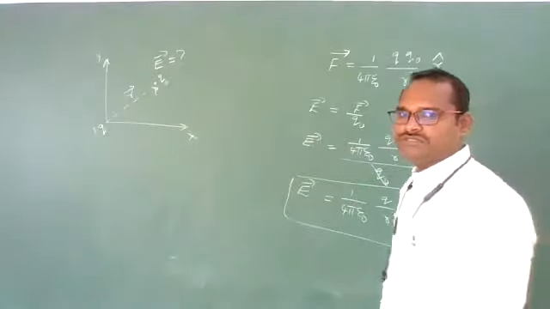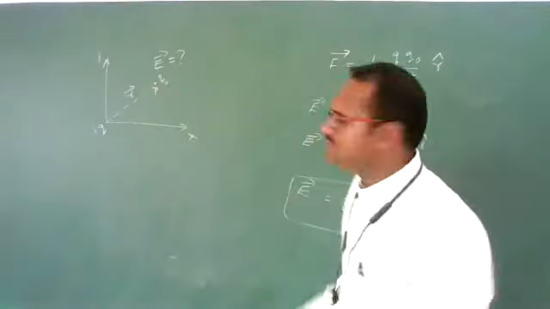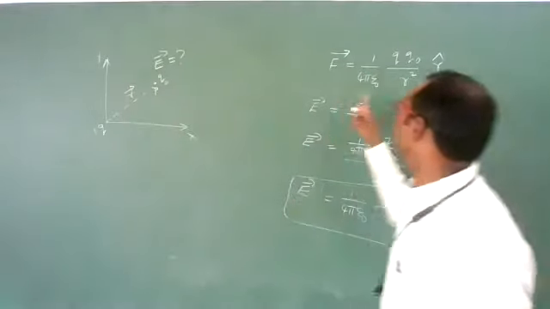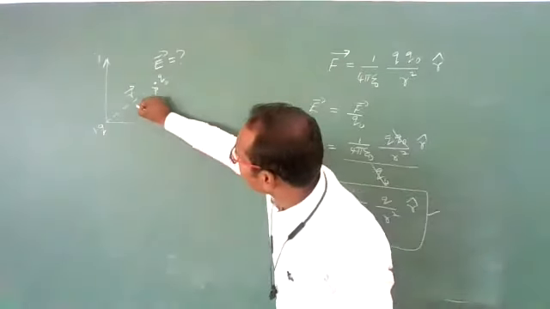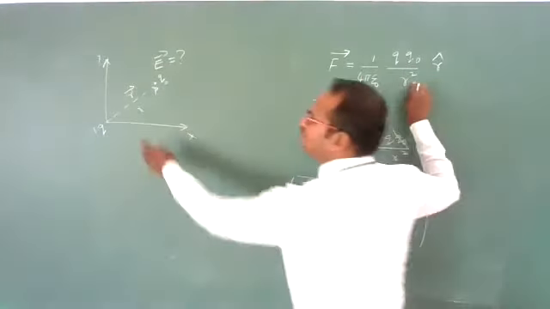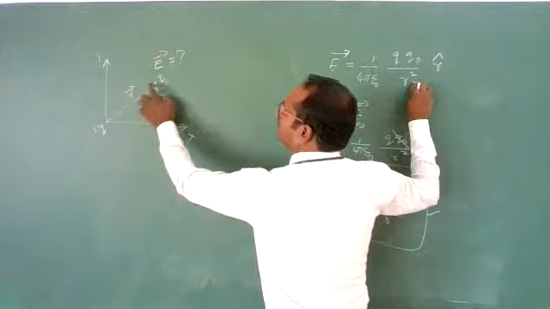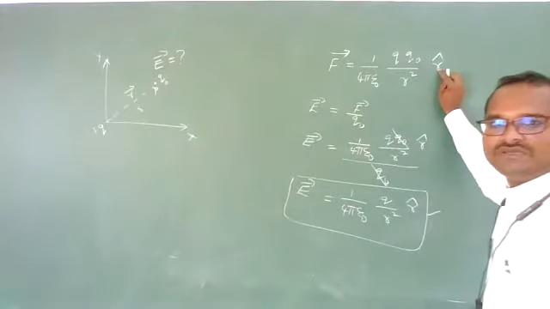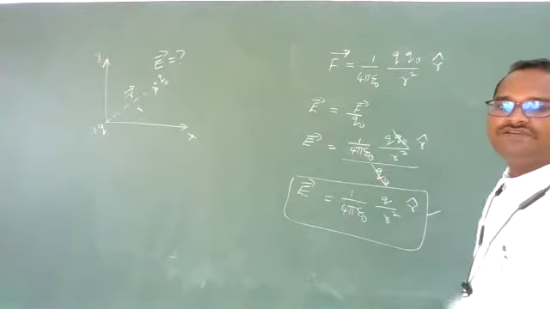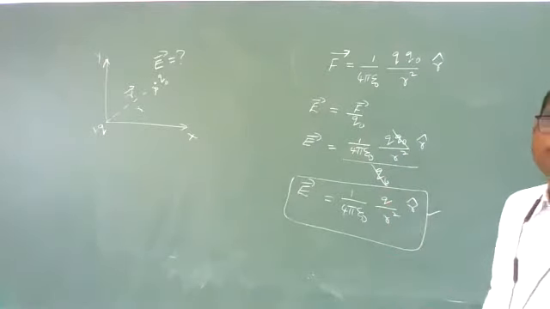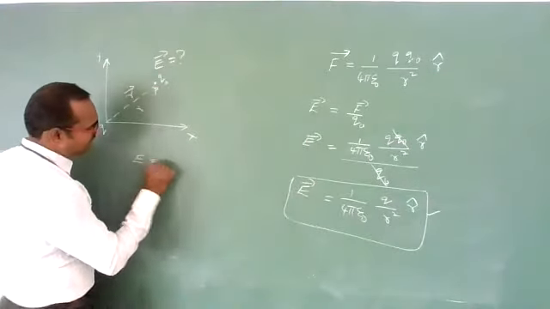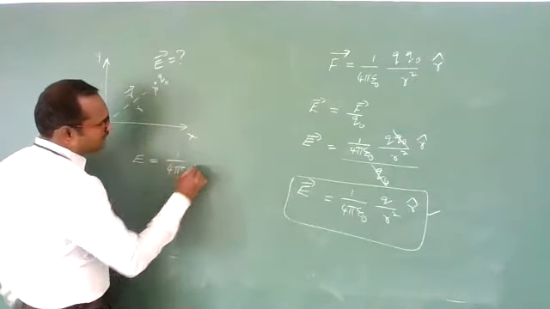Now write the force according to Coulomb's law. This is the force: 1 by 4 pi epsilon naught q q naught divided by r square, where r is the distance between them, in the direction of the position vector, that is r cap. If you want the electric field, divide this force by q naught. You will get the electric field strength, the intensity of electric field. If you want only the magnitude, E is 1 by 4 pi epsilon naught q by r square.